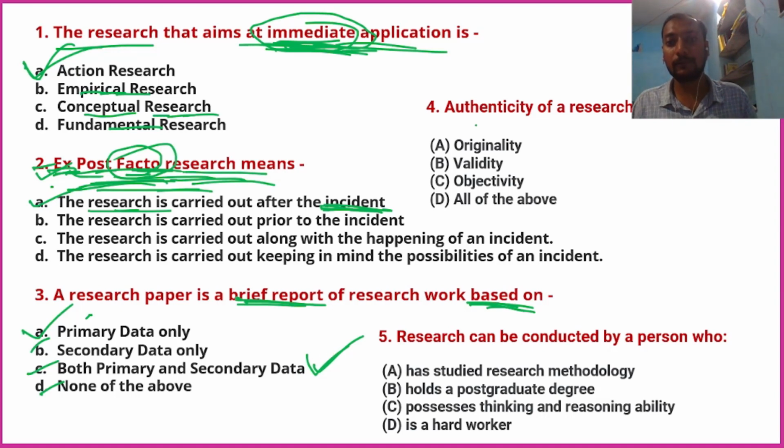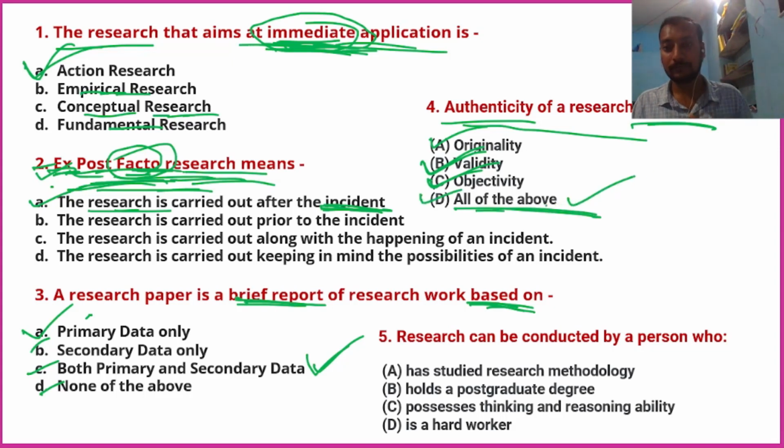Next, if you come to this point, the authenticity of a research finding. Your research, how much authentic? How can you prove this? Originality, yes, it must be there. Originality should be there, because there is no cut paste, no copy paste, nothing. Validity, yes, it should be valuable for the society. Objectivity must be clear. What is the output for the society, for you, for your field? All of the above. Yes, all of the above would be right. Everything is correct. So here all of the above is the right answer. Okay, this way you need to understand questions.